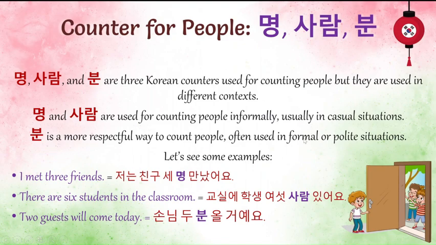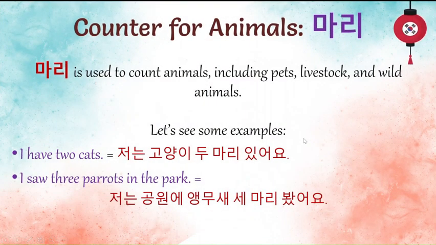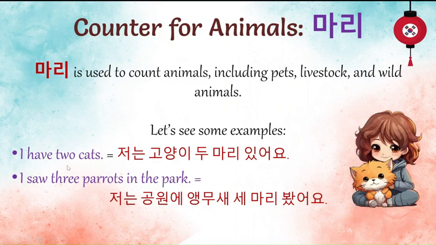Alright? Now, let's move ahead to the third most important Korean counter. That is the counter for animals. It is very easy. 마리. Okay? Now, 마리, it is used to count animals, including pets, livestock, wild animals, aquatic animals, all kinds of animals. Okay? What is the counter? 마리. For example, you have to say, I have 2 cats. 저는 고양이 2마리 있어요. 고양이 is cat and 2마리 is 2 cats.